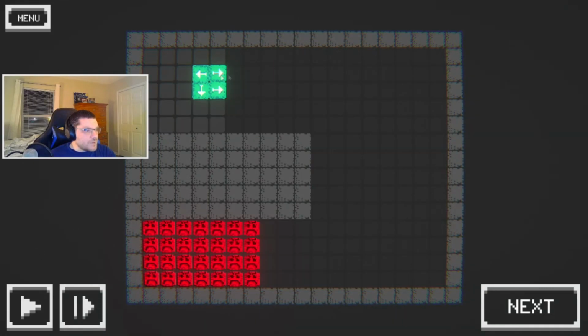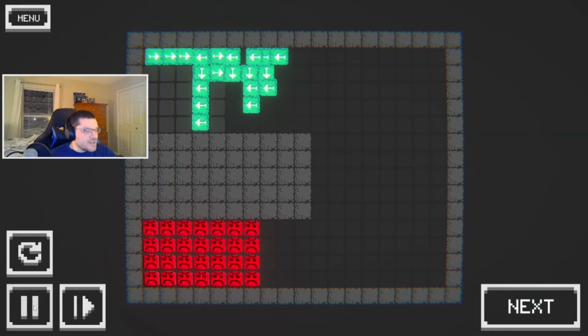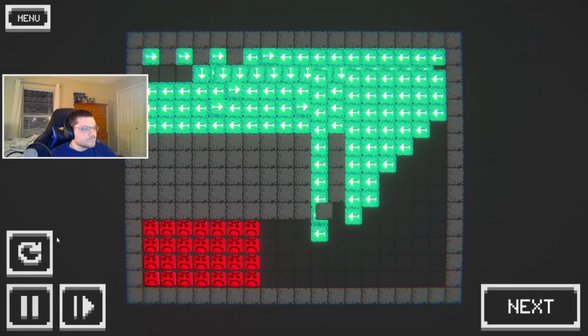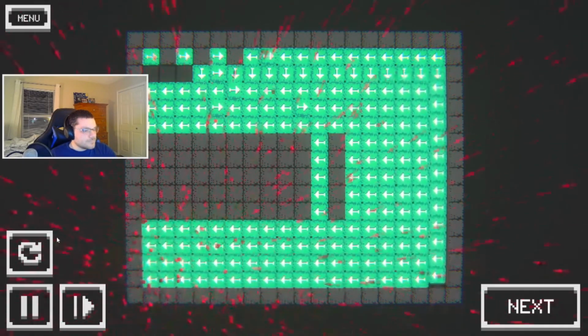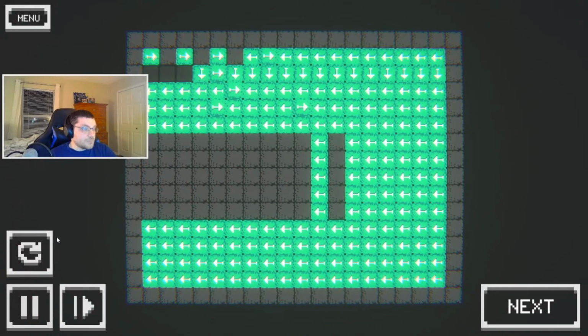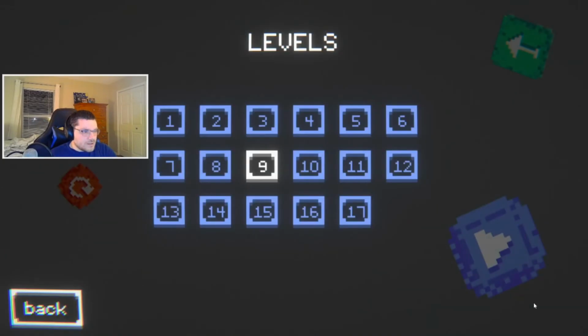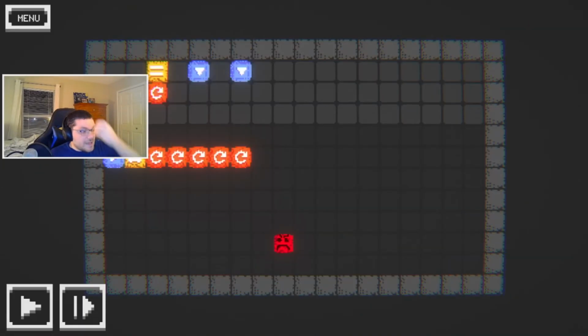Now, if we made a full nuke out of it, let's put it to the upper left over here instead. It's nearly a full nuke, but it works. And that's level 17. We're gonna go back to level 9. I'm gonna try this again, see how this is gonna work.